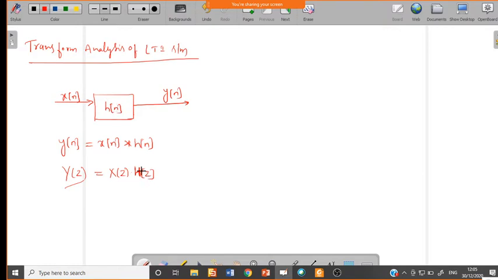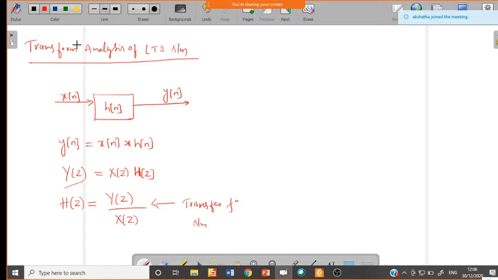If we write the impulse response of the system in terms of the z domain, we can write h of z equals y of z by x of z. This we call the impulse response in the z domain, or the transfer function of this system. This is nothing but the transform analysis.